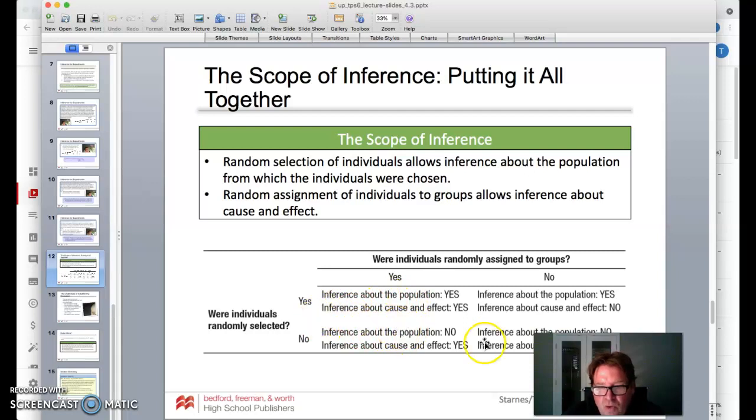And again, if you had no for each one, that's no. You can kind of see the chart here where, when you randomly select individuals, you can make inferences about the population, and when you randomly assign to groups, then you can make inferences about cause and effect, is what they're saying here. Okay, you can see that in the chart.